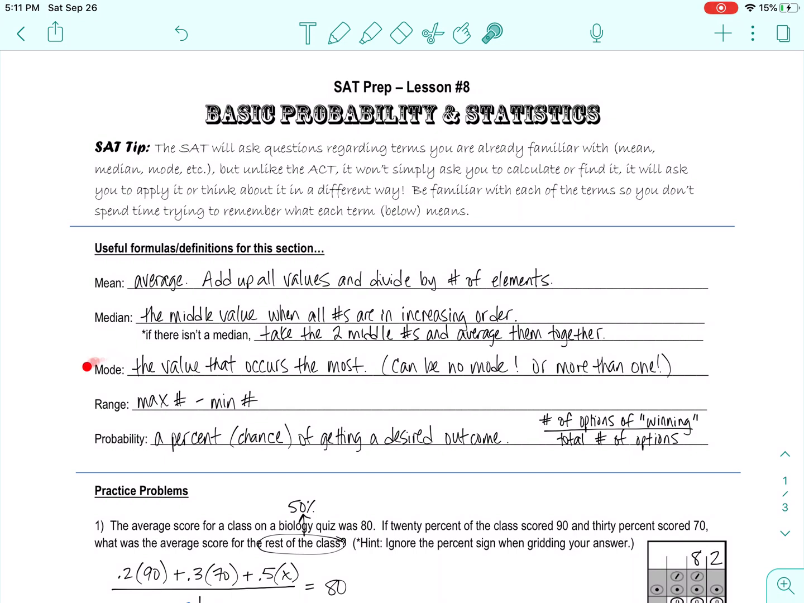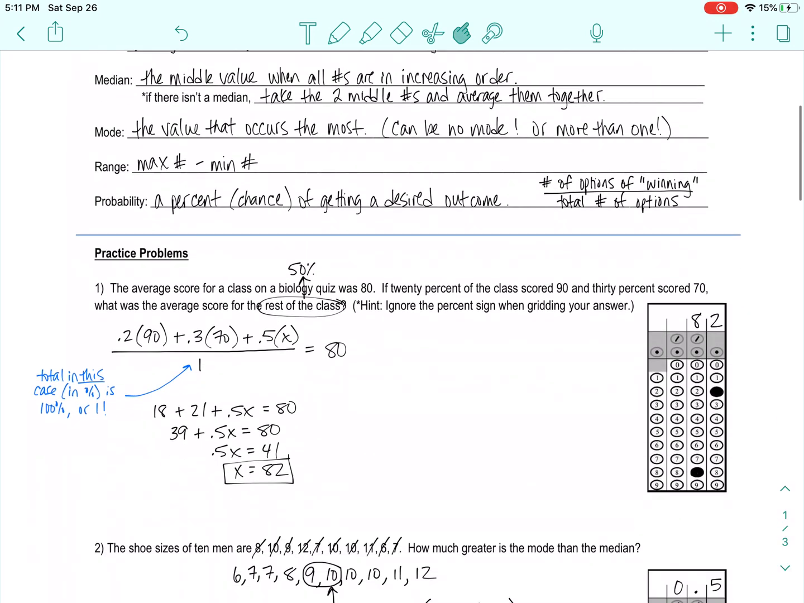The mode is the value that occurs the most, and keep in mind that there could be no mode if no numbers are repeated, or there could be more than one mode. Like maybe a certain test score happens 3 times, and another test score also happens 3 times. So you could have 2 modes. Range is max minus min, and probability is the number of options of winning in the numerator, and the total number of options goes in the bottom, the denominator. So keep that in mind also. Just a brief refresher on some of that vocabulary.